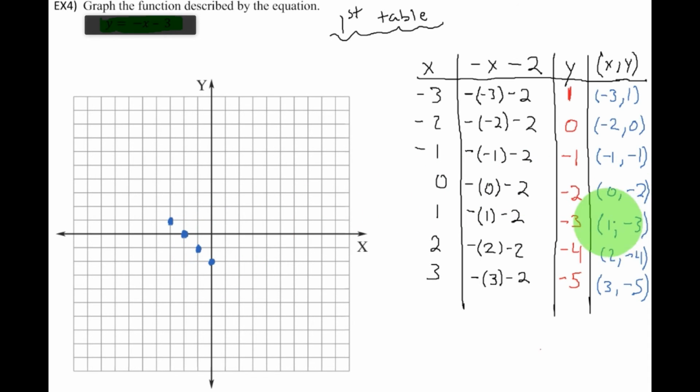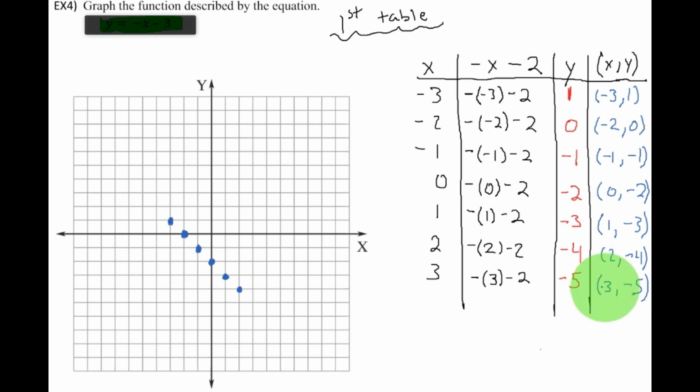All right, the next ordered pair is 1, -3. So this time my x value is positive. I'll move 1 unit to the right. My y value is -3, so I'll move 3 units down, 1, 2, and 3. So my next ordered pair is 2, -4. Starting at the origin, I'm going to move 2 units to the right, then 4 units down, 1, 2, 3, and 4.